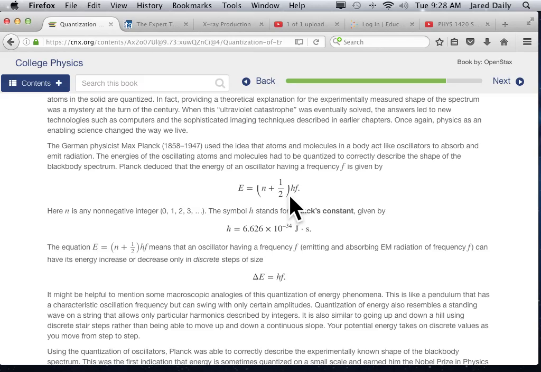And if you have a number n, where n is any integer, 0, 1, 2, 3, 4, 5, 6, 7, 8, and so on, you would have these steps in energy. For the first one, n would be 0, so it'd be 1/2 times h times f. The second one would be n equals 1, and so on and so forth. And so you get this thing stepping up, and so you have energy levels that exist for oscillators.